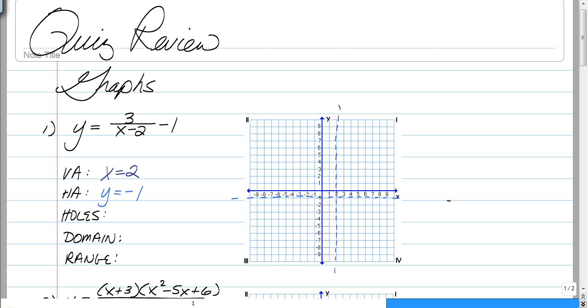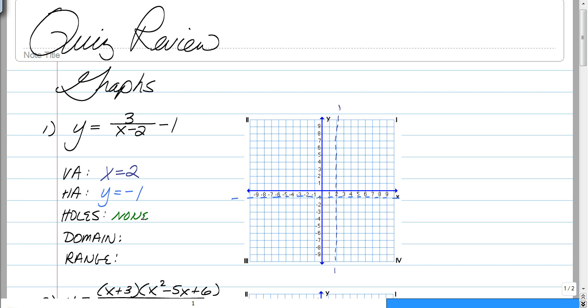Remember, holes only occur when we have something that's exactly the same on top and bottom that cancel each other out. In this case, there are no holes at all, because there's no x minus 2 on top, so we can't cancel any x minus 2's, so we just write none.